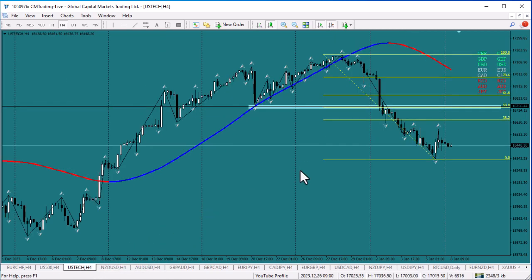The Nasdaq, also the same kind of scenario. Big support level here. And with a strong dollar, if it retraces back to this 50% level, I'll look for some shorts on candle reversals.